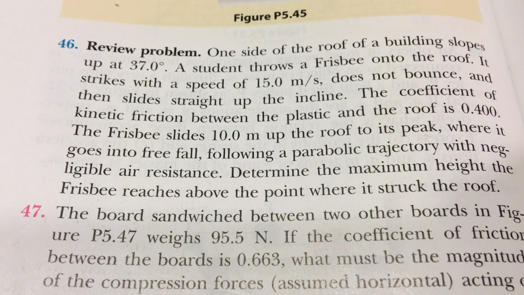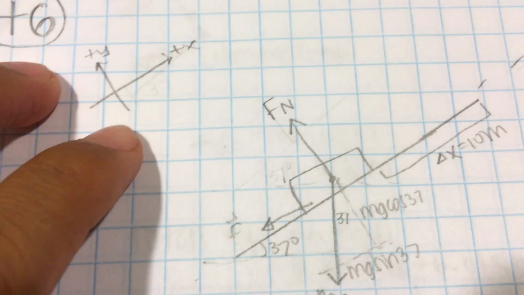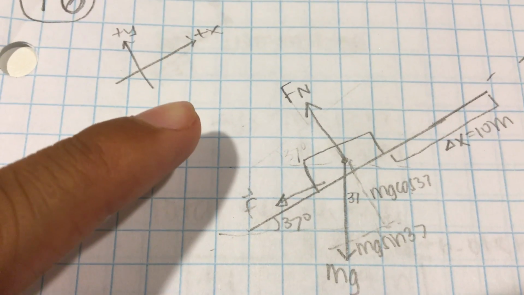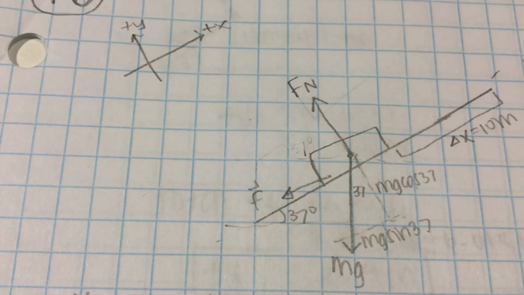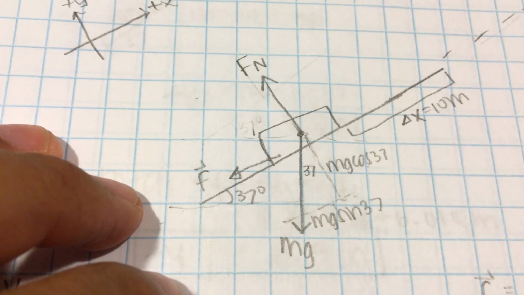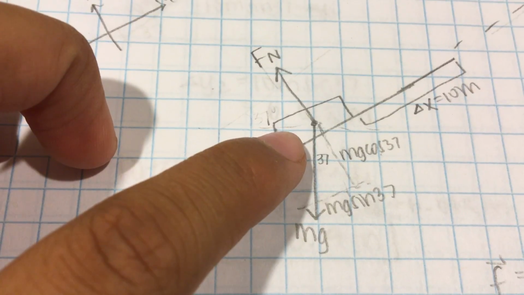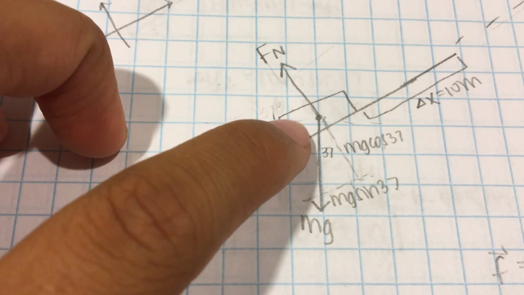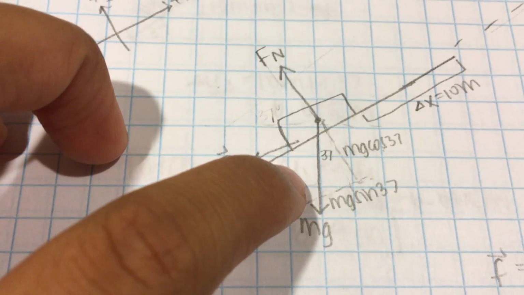Okay, so I started by drawing a picture. Up here you can see I tilted the axes so that this direction would be positive x and that direction would be positive y. So here's the picture I drew. This is the frisbee, with the normal force perpendicular to the surface, and then straight down from the center of the object is its weight, which equals mg.